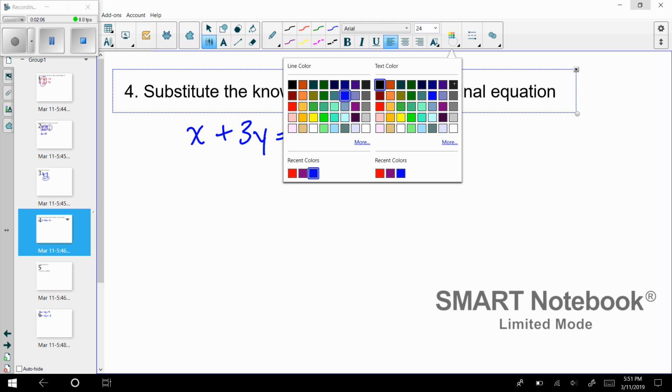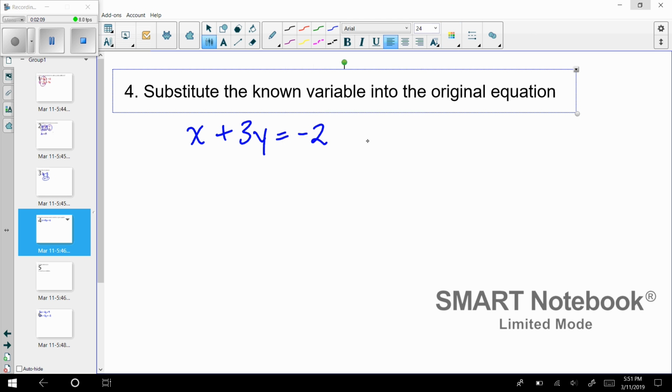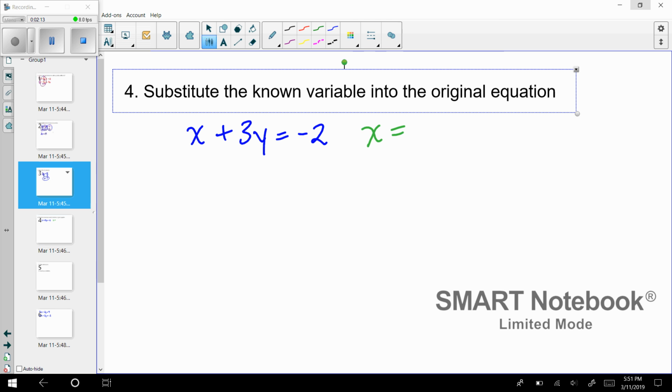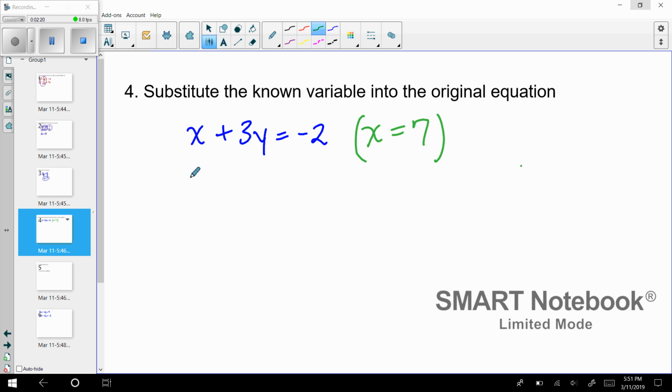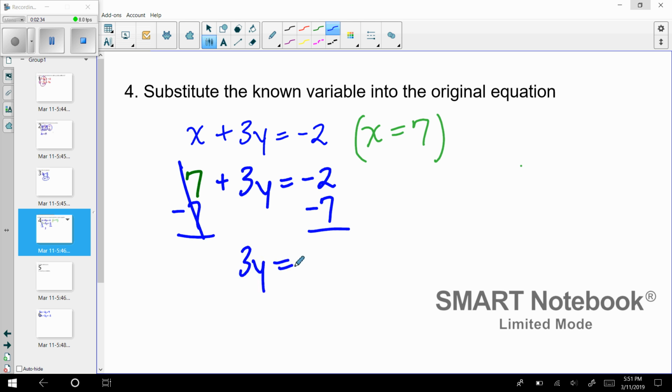Knowing that x is equal to, what is it, 7? Just want to be sure. Yep. So here I've got 7 plus 3y equals -2. I'm going to get rid of this 7. There's my zero pair, so I'm left with 3y equals -2 minus 7 is going to get me -9.